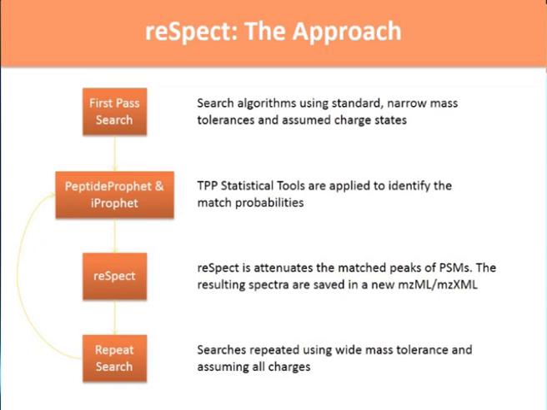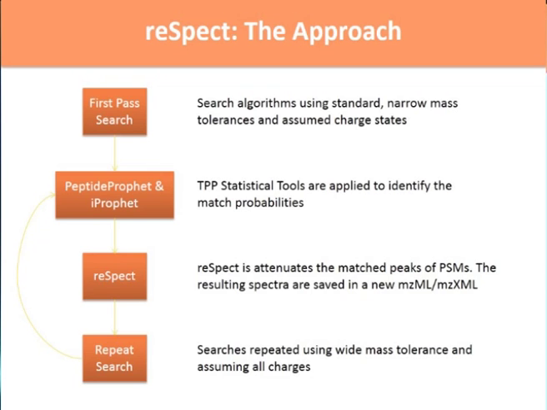So the approach is the following. You do a normal, we call it first pass search, your standard search, where you use whichever search algorithm you want, or multiple ones if you're doing iProphet, but say Comet using the standard narrow mass tolerance and charge states that come from your mzML file. You take those results and run them in the typical TPP fashion through the statistical validation tools, PeptideProphet and iProphet.